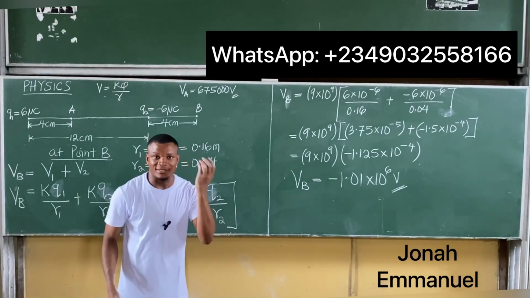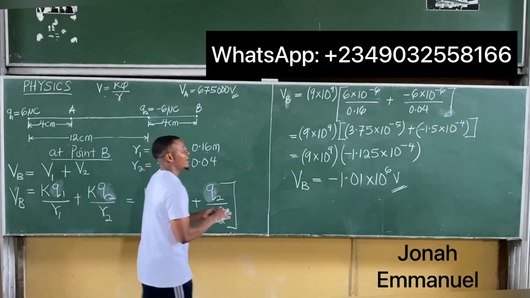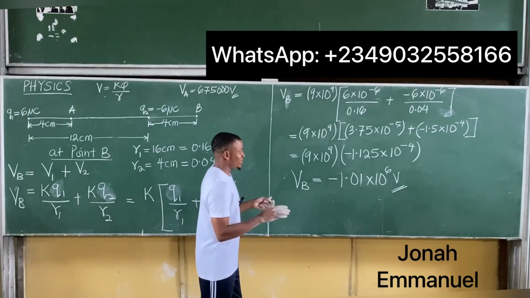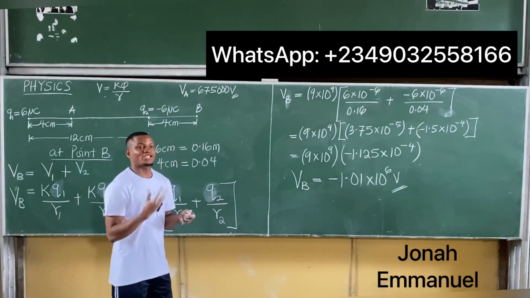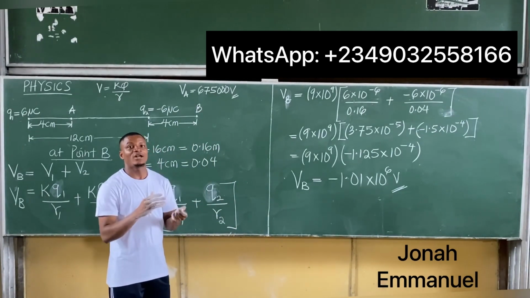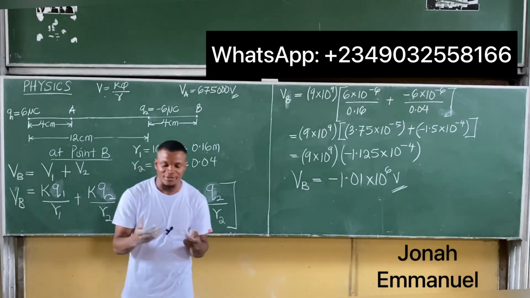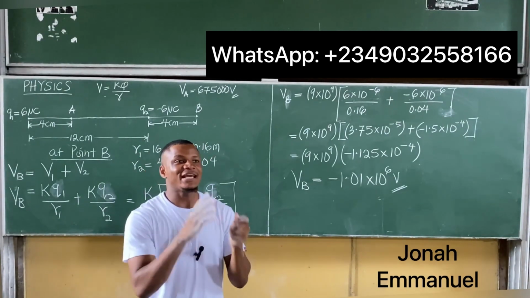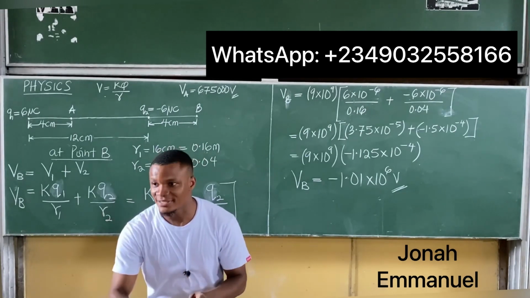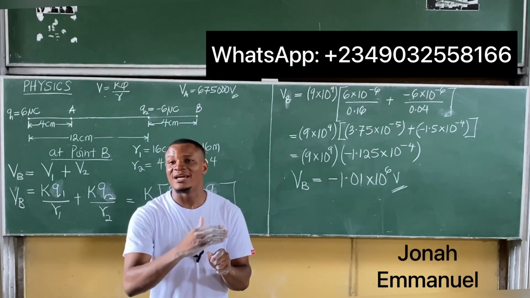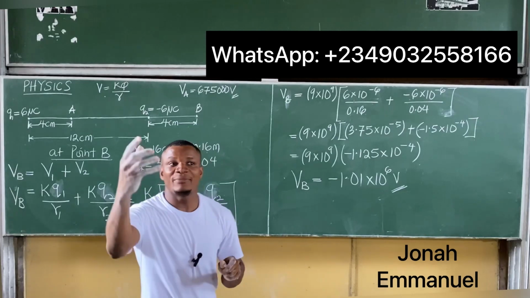I'll tell you what to write. Just listen. Now, here's how it works. So what you say is this. You now say at point B, the net electric potential reduces. Why? Because the distance has done what there? Increased.